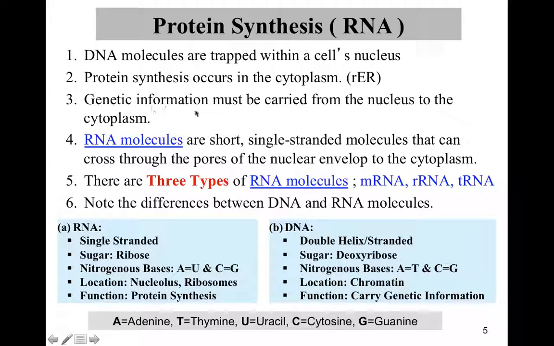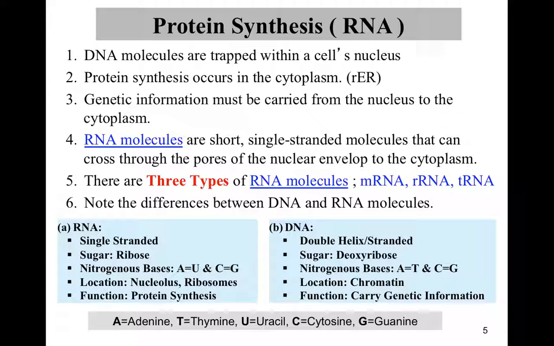How would this genetic information get carried from the nucleus to the cytoplasm? Through the RNA molecule. That brings us to the conclusion that the RNA molecule is shorter. It will only carry information for one protein that is being instructed.